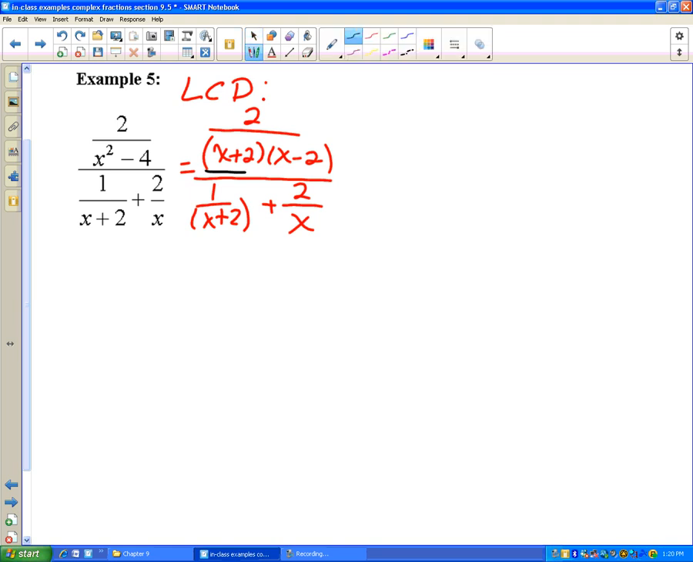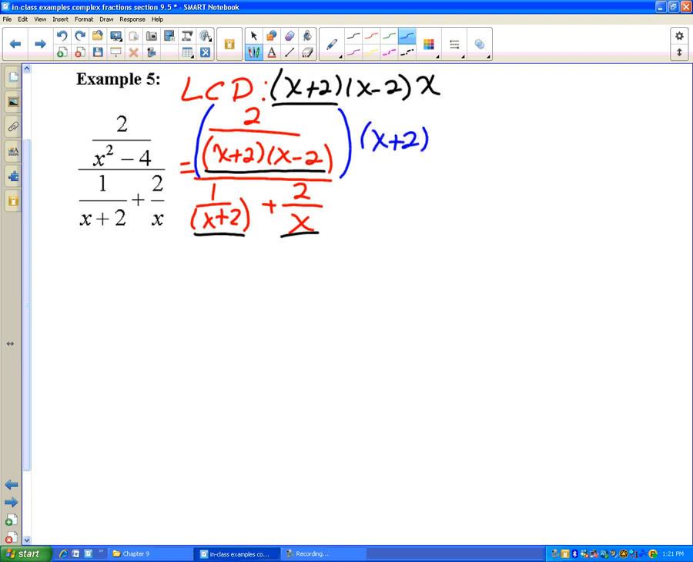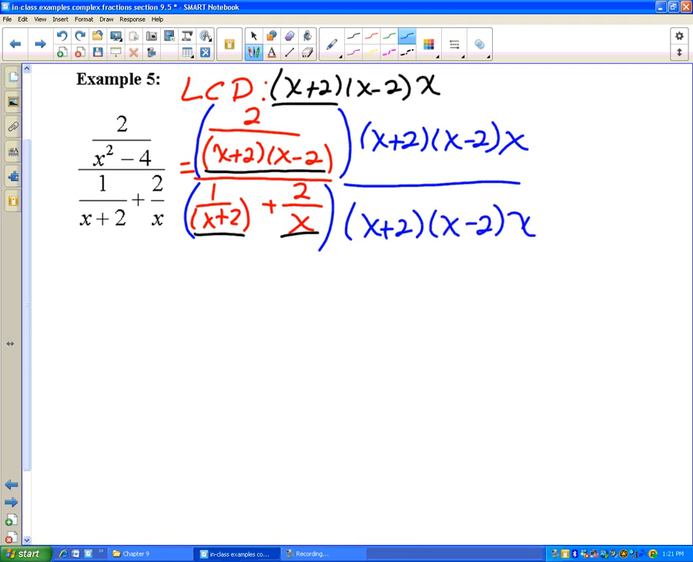Let's find my LCD now. My LCD for the top denominator, I need an x plus 2 as a factor, an x minus 2 as a factor. For this denominator, I need an x plus 2. I have it. For this denominator, I need an x. So once again, I have to come through here, multiply my numerator by my LCD, and multiply my denominator by my LCD. If I do this correctly, I should only have one fraction and be able to simplify it.